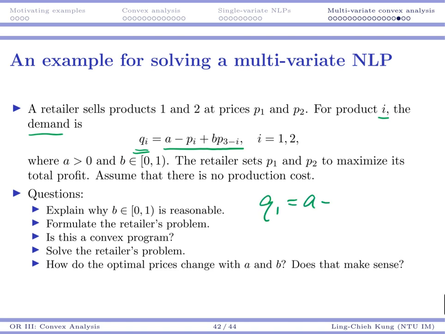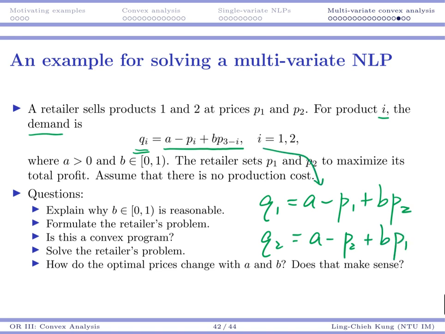Q1 would be A minus P1 plus BP2, and Q2 would be A minus P2 plus BP1, according to this general formula. So what does that mean? That means when you increase your product 1's price, the demand would go down. But when you increase your price for product 2, whether there is an impact on Q1 depends on the parameter B. So here, the parameter B is assumed to be within 0 and 1 and cannot be 1.